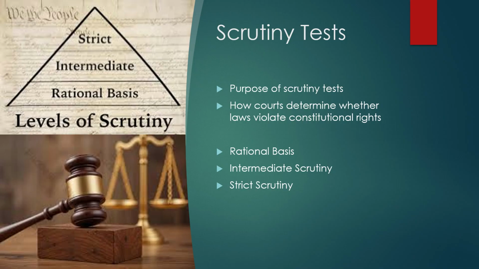So courts use scrutiny tests when deciding whether a law violates constitutional rights. The reason for these tests is to determine whether the government's interest is strong enough to justify limiting a person's constitutional rights. The level of scrutiny also depends on what right is involved and who's affected by the law.